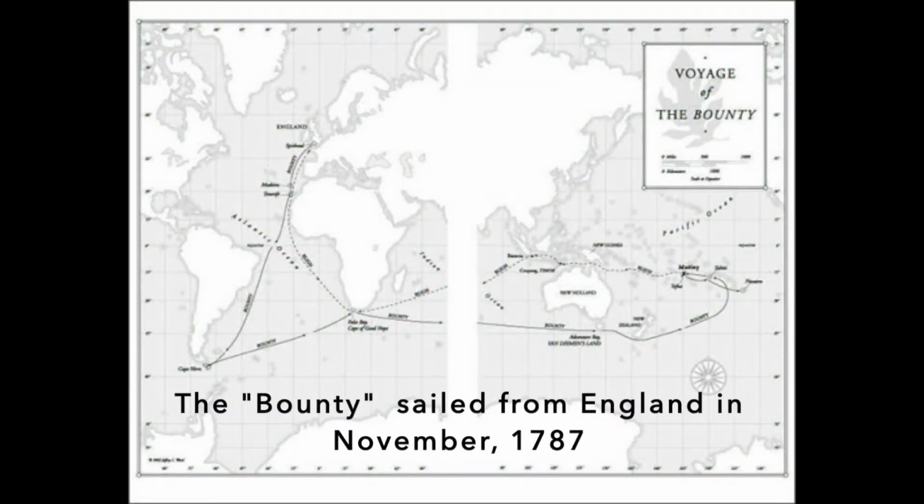So this map shows the route of the Bounty. It was going to go around South America, but ended up going the other way because of the weather. So it went along Africa, along Australia, and finally came to Tahiti in the South Pacific, where Cook had been a couple years before. So the Brits knew about Tahiti.